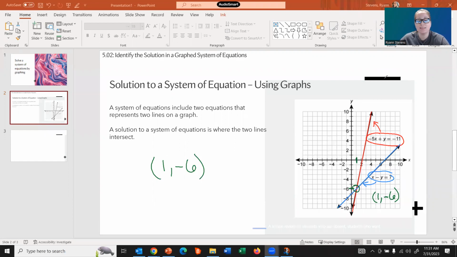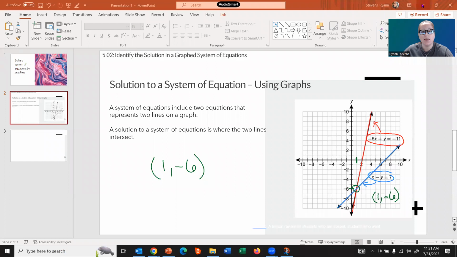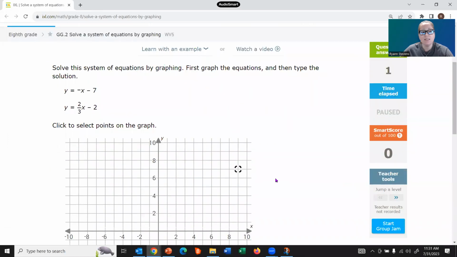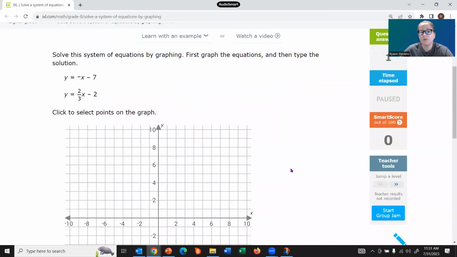So we're going to take a look at some examples, but we're going to go to the activity itself. And so this is asking us to solve this system of equations by graphing, and we're going to first graph the equations and then we're going to type the solution. So we have these two equations that we're going to be working with.